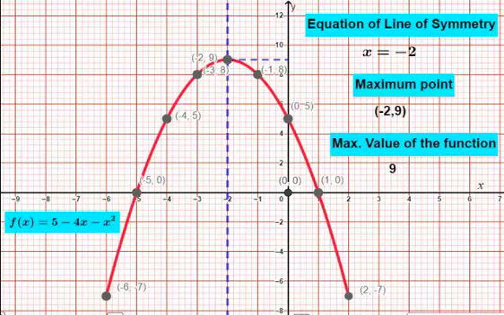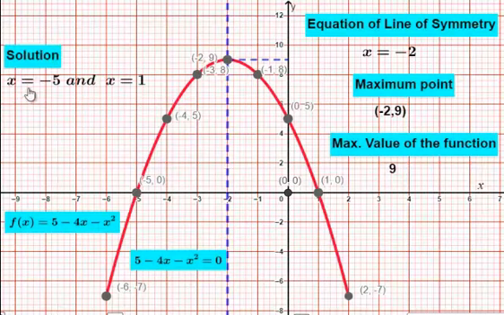When you equate the function to 0, as you see on the screen, and you solve, you may get 2 values. I want you to find that for me by pausing the video. I hope you are done. Those values are the solution or the roots, and that is s equals -5 and s equals 1.